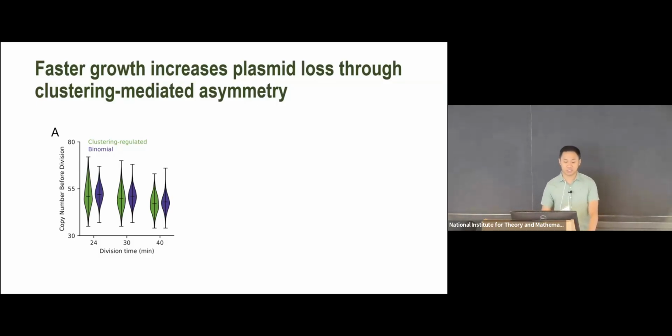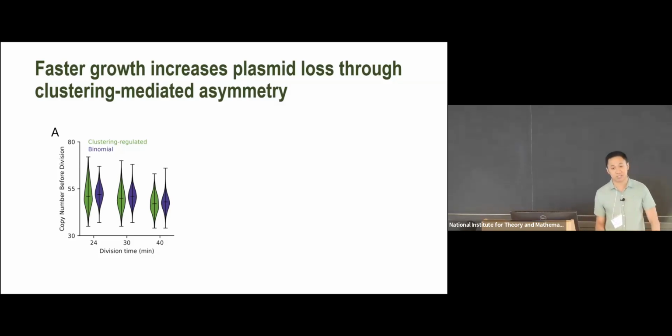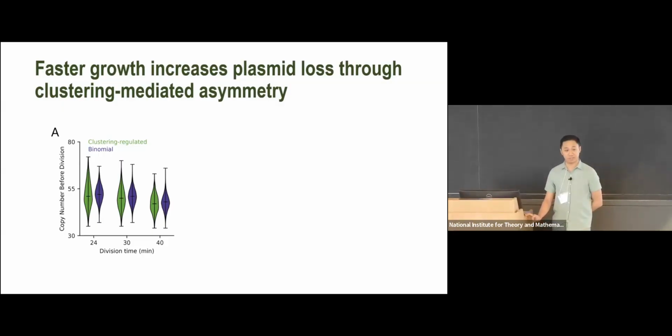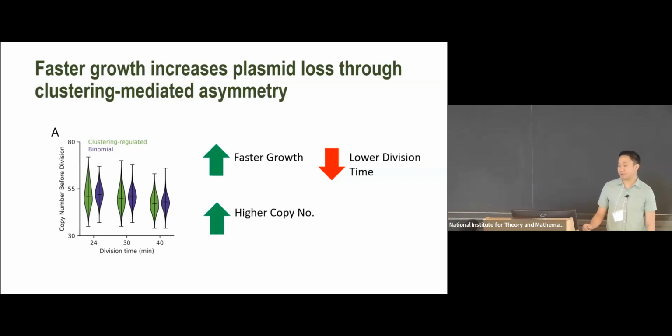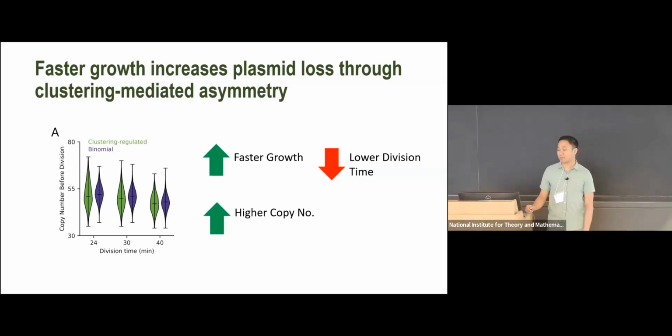So first, initially, we tried to match our model predictions with what you would expect in binomial segregation. These are division times of 24 minutes, 30, and 40. And what you would see here is a copy number before division distribution. We looked at faster growth, which means lower division time. And recall that with faster growth or lower division time, copy number increases.